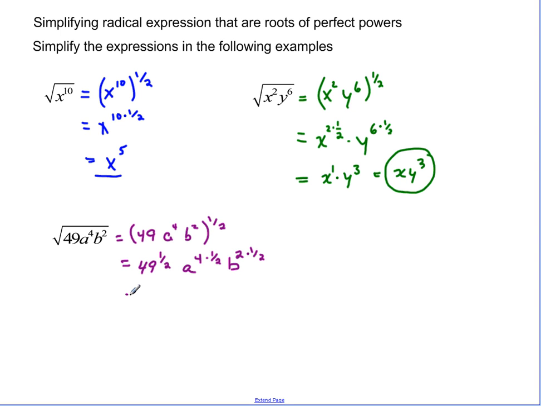So when we work that out, well, of course, 49 to the 1/2, what is that? That's still the square root of 49, right? Nothing new right there. So we're going to get 7 on account of that. 4 times 1/2 is 2. So we're going to get a squared here. And 2 times 1/2 is 1. So our reduced expression here would be 7a squared b when it is reduced out of the radical.